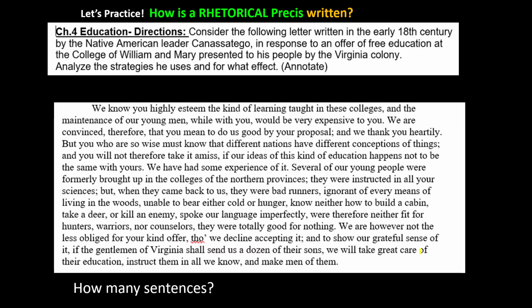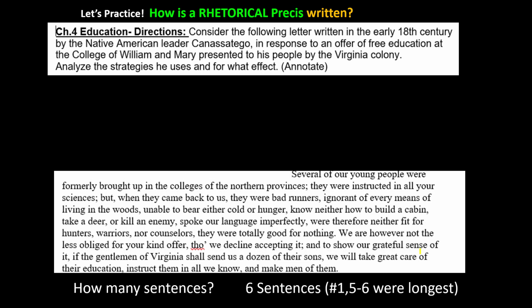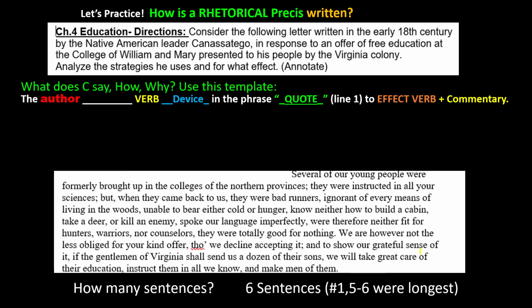All right, so if you guessed 6, you are correct. He uses 6 sentences. Now the next question would be, which sentences were the longest? The answer is 5 and 6 tend to be the longest. So in order to save you some reading, we're just going to focus on 2 sentences today, sentence 5 and 6. I'm going to read it for you.